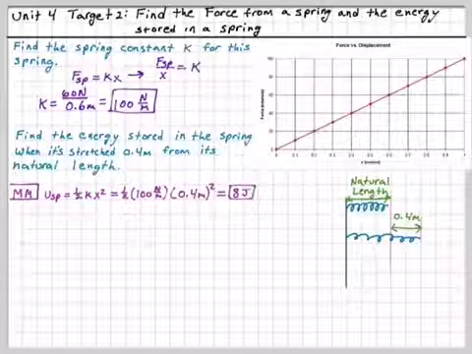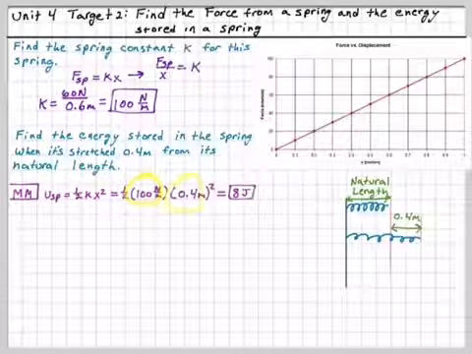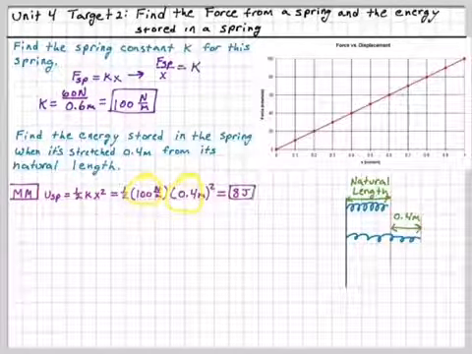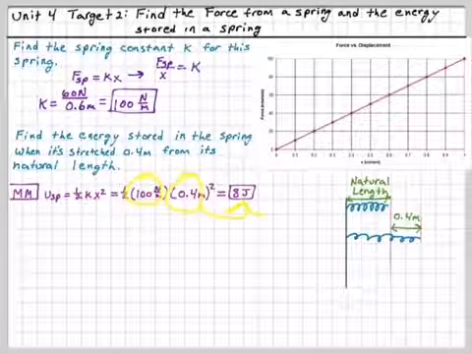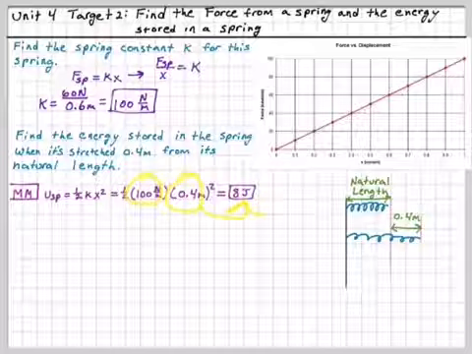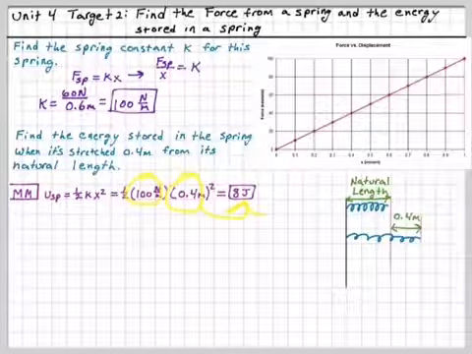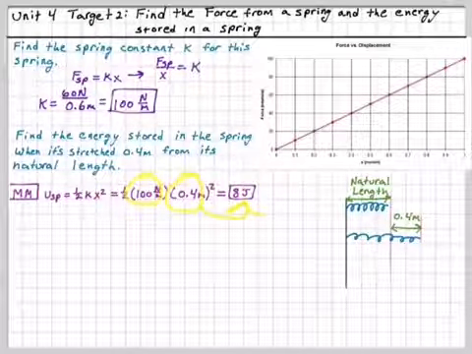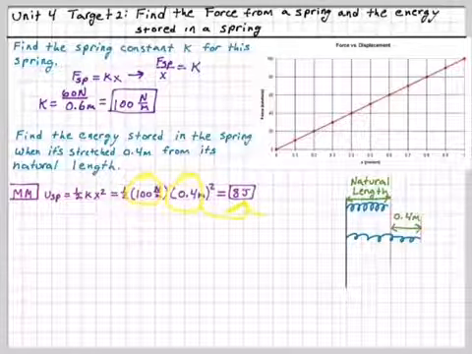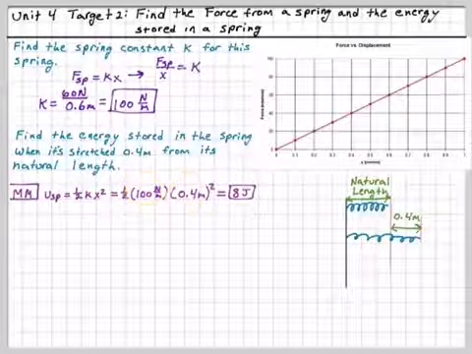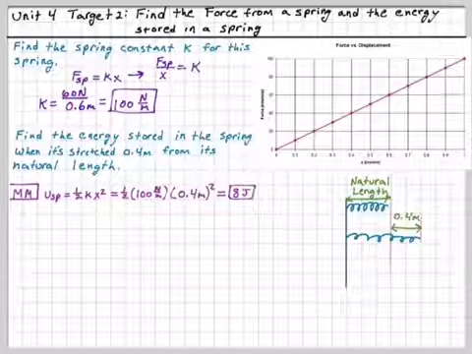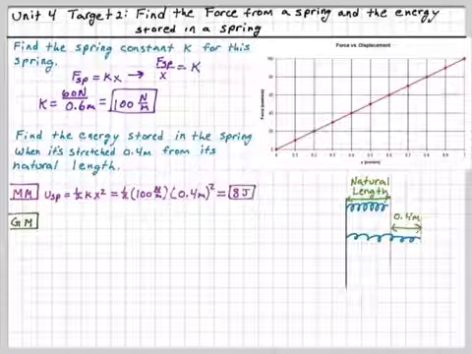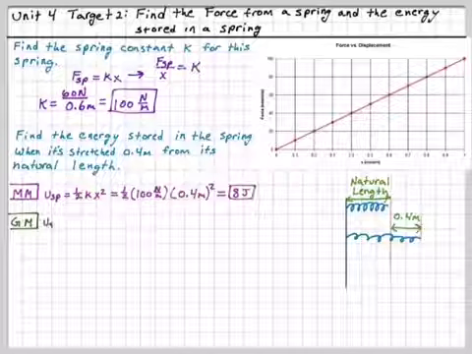So k is our spring constant, x is how far it's stretched beyond the natural length, and therefore 8 joules of energy is stored when we stretch our spring 0.4 meters beyond its natural length. Okay, but there's another way that we can solve for the energy stored in the spring when it's stretched 0.4 meters from its natural length, and that is by applying our graphical model.